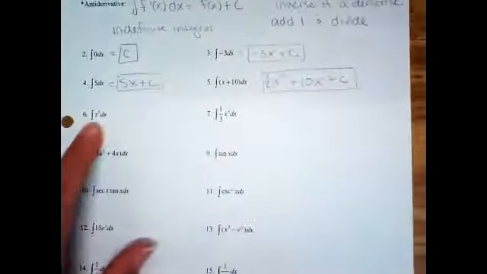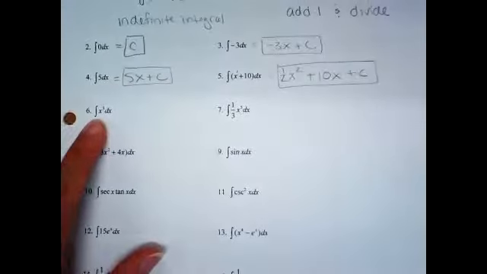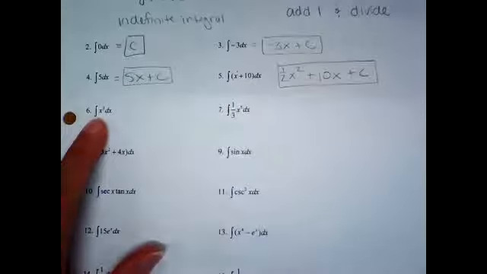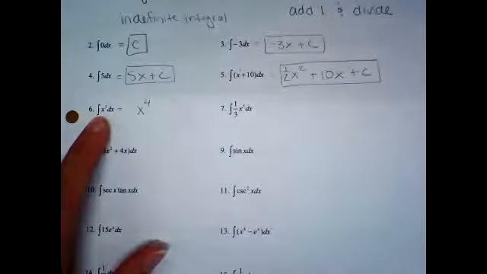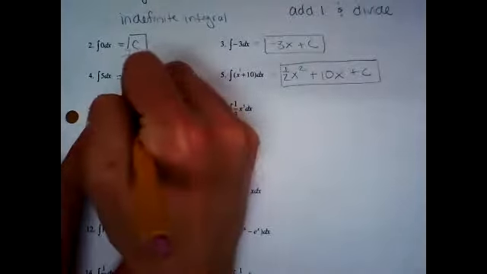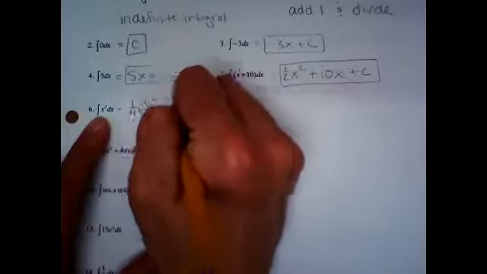All right, so again, you want to add 1 to the power. Right now it's to the third, it would be to the fourth. And then you want to divide by 4. So you can either just put the whole thing over 4, or I like to put a 1/4 out front. Again, that's up to you. Plus c.